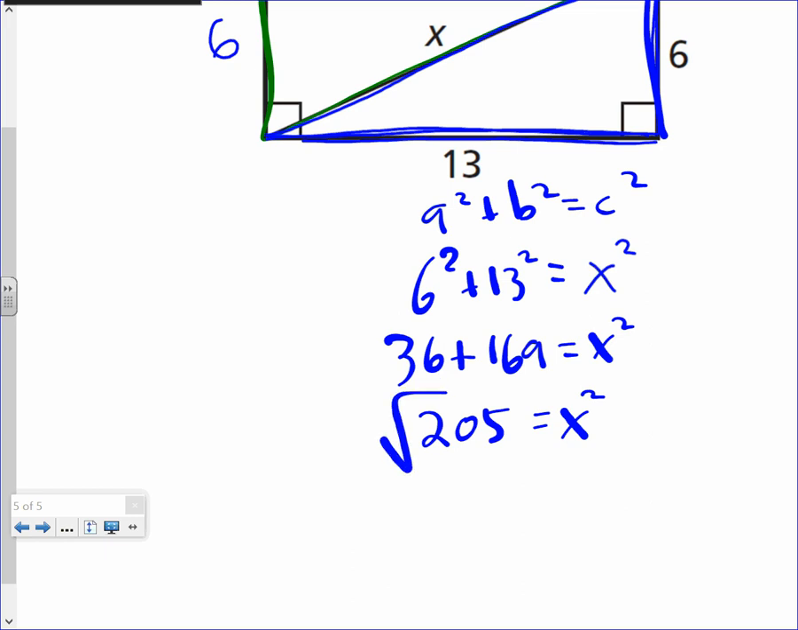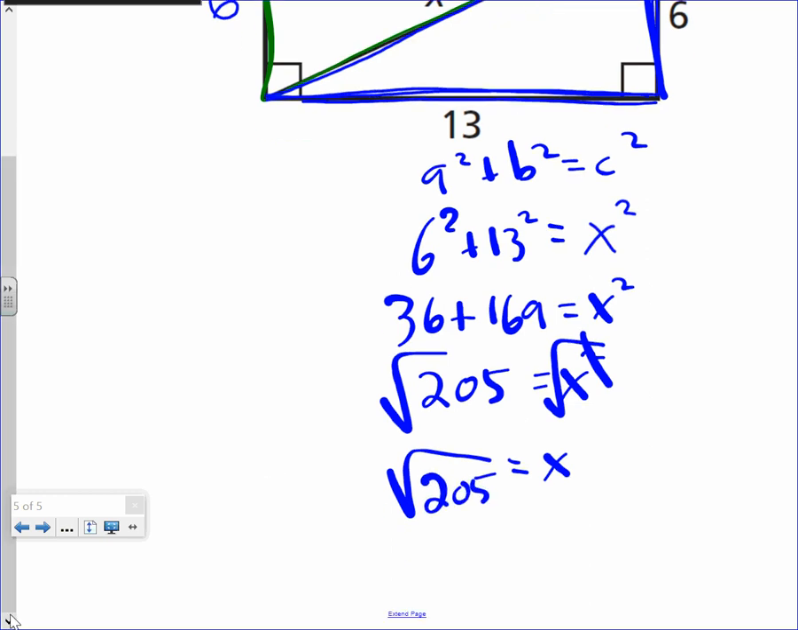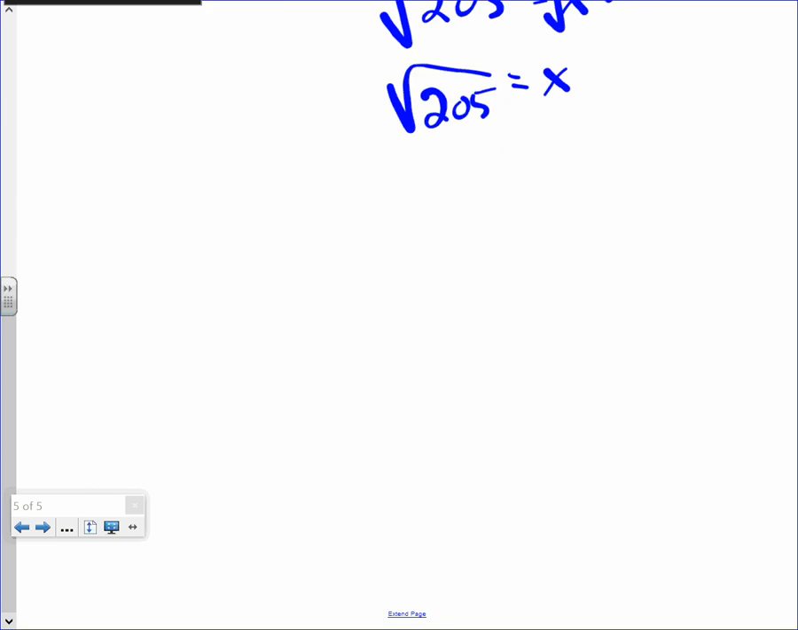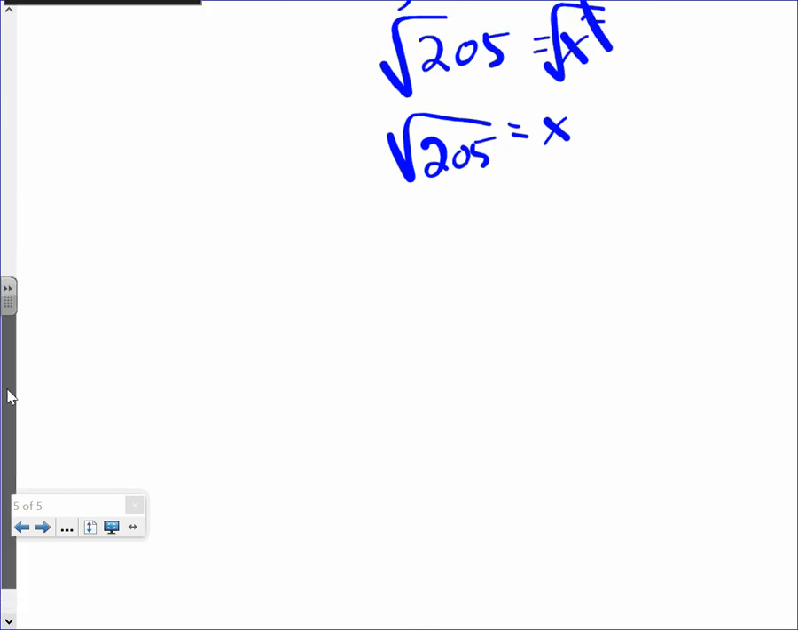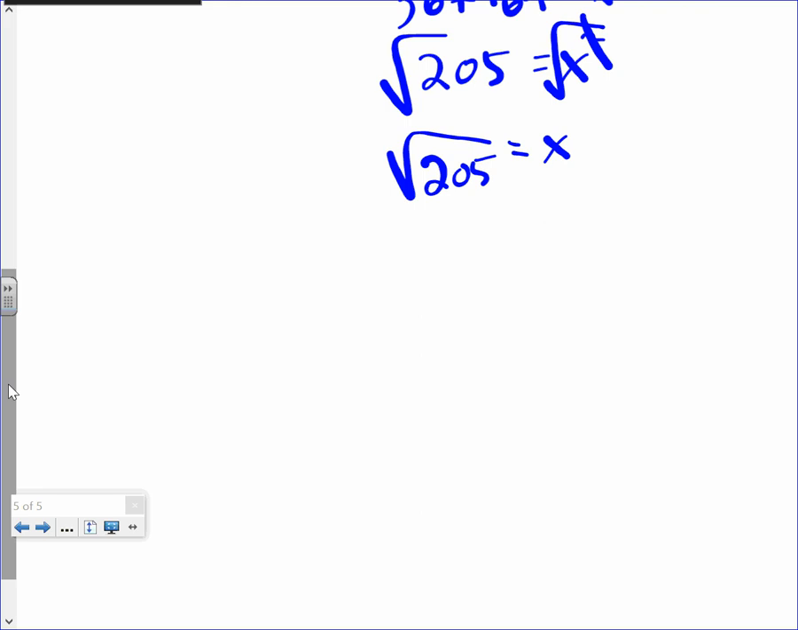Take the square root to get x alone, because x is not alone yet. So x equals the square root of 205. Let's not get all happy, though. We have to simplify the square root of 205. Questions so far?